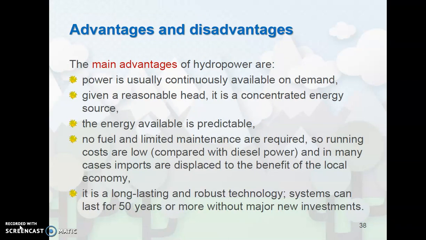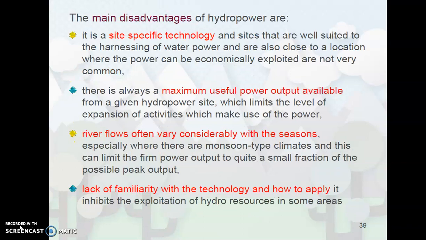Advantages and disadvantages of hydro turbines. The main advantage of hydropower: power is usually continuously available on demand. Second, given a reasonable head, it is a concentrated energy source. The energy available is predictable, and no fuel and limited maintenance are required. So running costs are low compared with diesel power. And in many cases, imports are displaced to the benefit of the local economy. It is a long-lasting and robust technology. Systems can last for 50 years or more without major new investment.